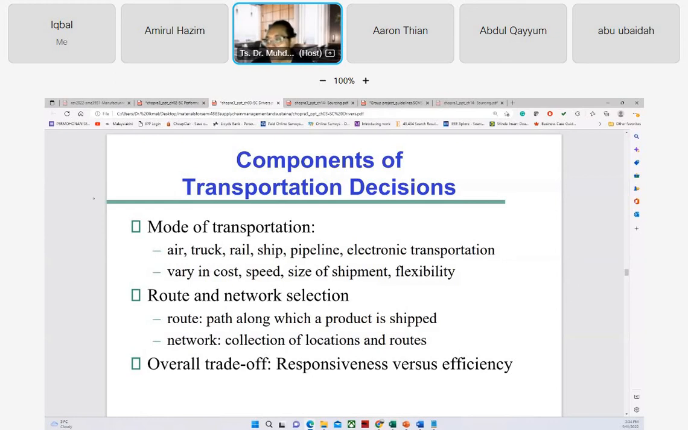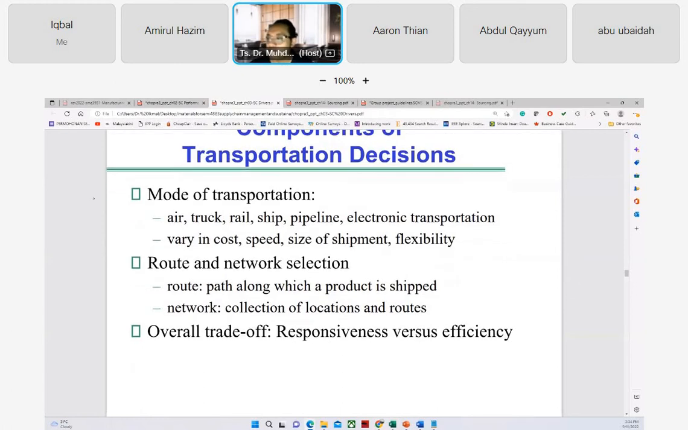So modes of transportation: by air, maybe truck, rail, ship, pipeline, and electronic transportation. So that can vary, right? They vary in cost, speed, size of shipment, and also flexibility. It depends. And then route and network selection. Routing is the path along which a product is shipped, and a network is a collection of locations and routes.